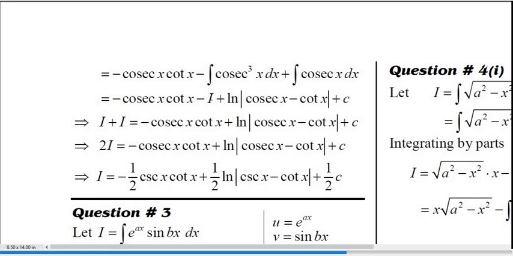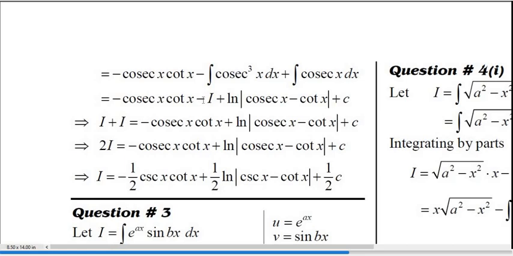This I from equation number 1, which is given in the question, is integration of cosecant cube x d of x is equal to I, plus we know that integration of cosecant x is equal to natural log of cosecant x minus cot x plus constant of integration.